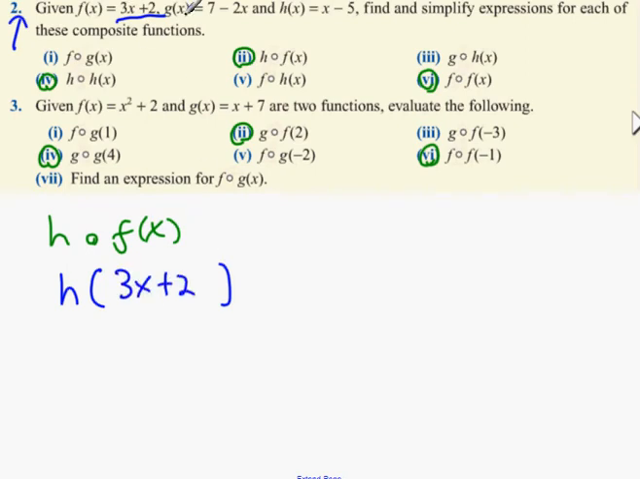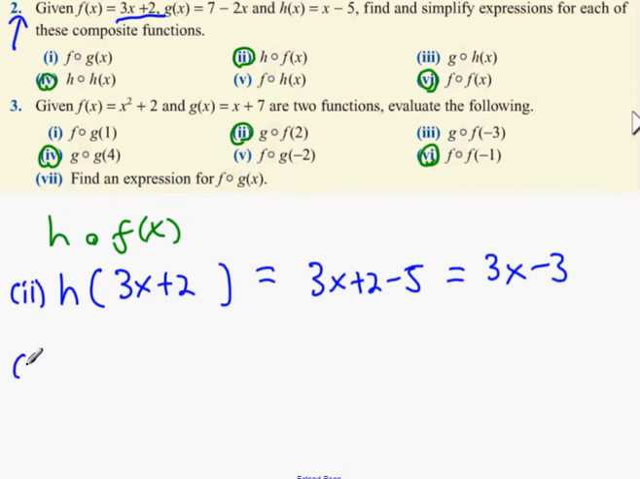Now, the rule for h is whatever x is, whatever it is, take away 5. So it's going to be 3x plus 2, take away 5, which is going to get me 3x minus 3. So that's the answer for 2 part 2. Wasn't that bad. Now, 2 part 4, guys, what does it want you to do this time around?